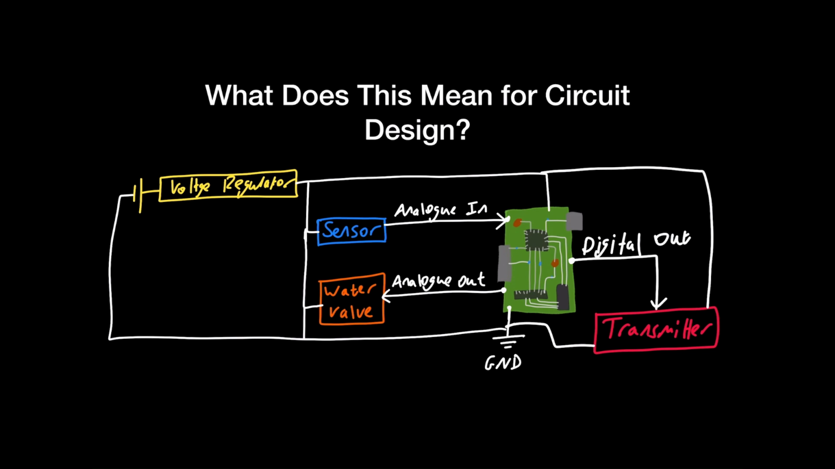There needs to be some kind of analog and digital exchange of information between the sensor, the water valve, which is the actuation in this case, and the transmitter, which will update the user of how much water is used and at what points in the day.